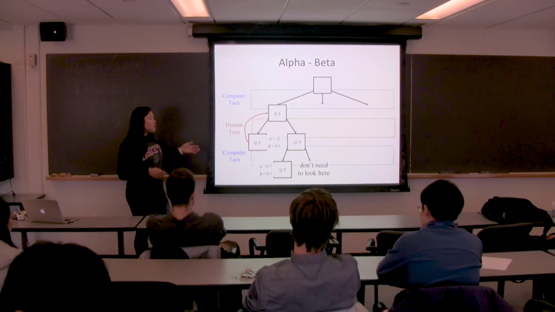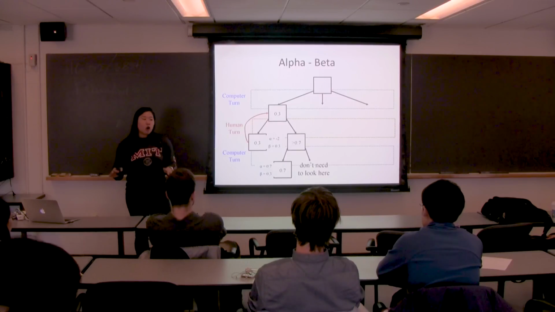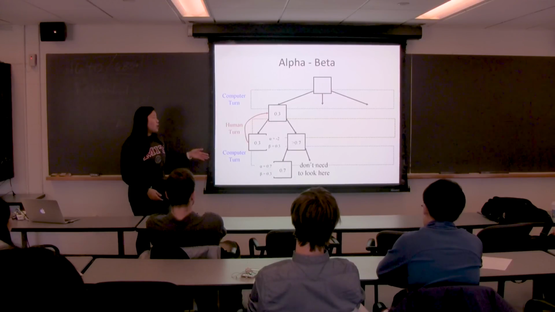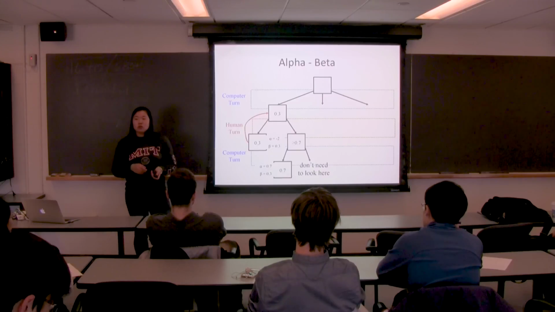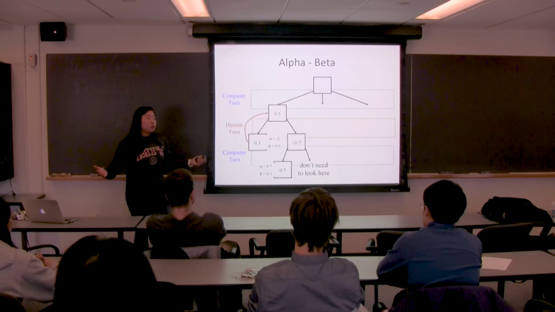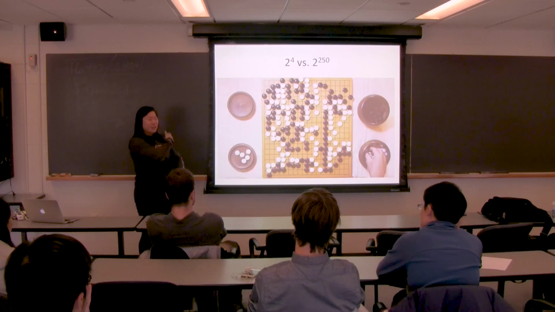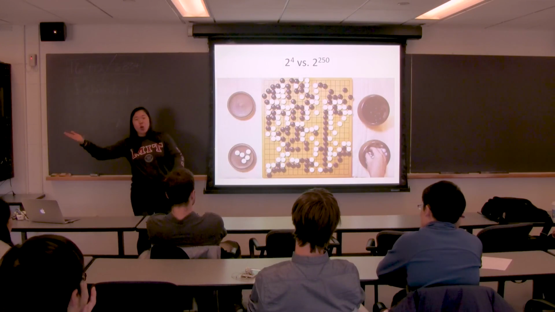So in the games of tic-tac-toe and Connect 4 and chess, we have relatively low branching factors. So in the case of tic-tac-toe, we have 2 to the 4th branching factor. But what if we have really large branching factors like AlphaGo? In AlphaGo, we have 2 to the 250. Do you think that Minimax or even alpha beta pruning would be an optimal algorithm for this? And the answer is no.